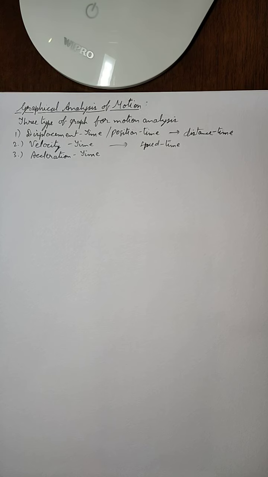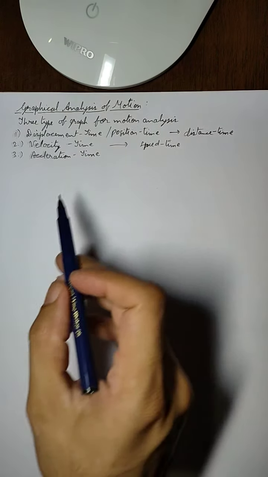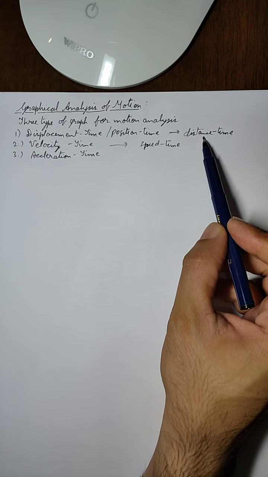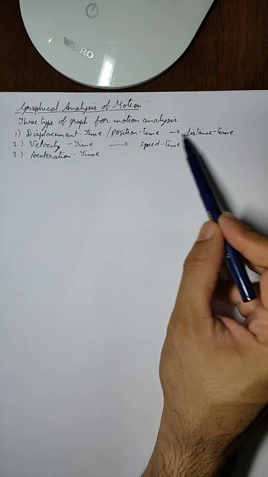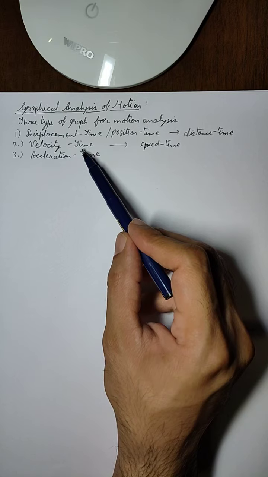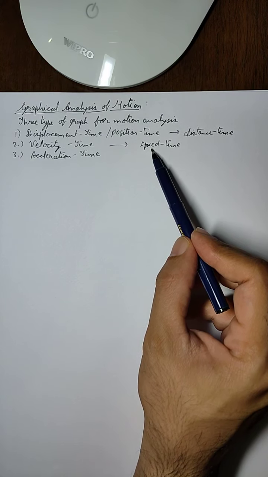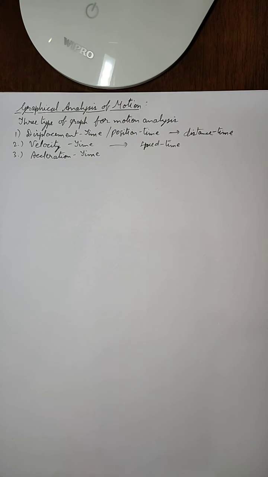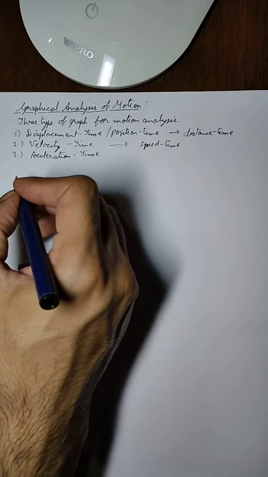So there are three types of graph that we are going to study for motion analysis. First is displacement time graph, which is also called position time graph. Second is velocity time graph, and third is acceleration time graph. While discussing displacement time or position time graph, I am also going to tell you a little bit about distance time graph. There is not much difference between the two. Similarly, while studying velocity time, we are going to talk about speed time. The only difference between them is for the definition only. So let us start with displacement time graph.